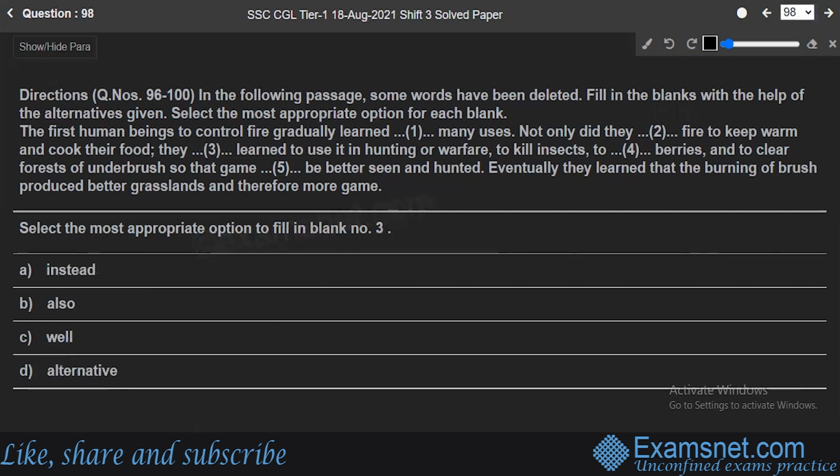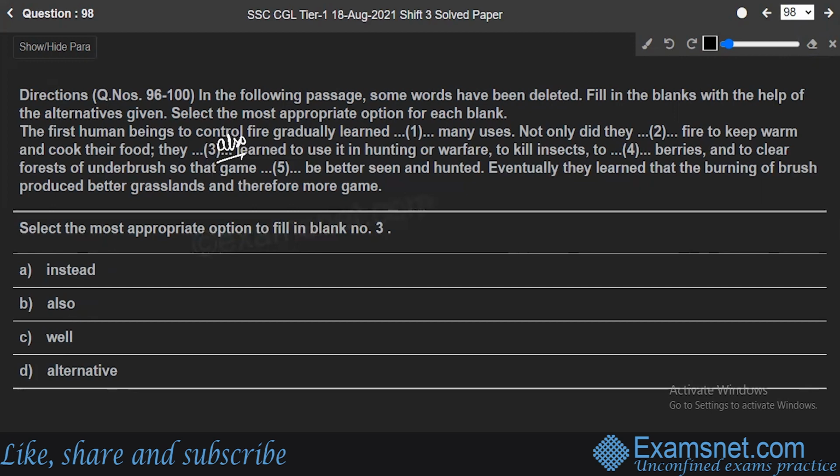Next is question number 98. You have to fill in the third blank now. So they dash learn to use it in hunting or warfare. They instead learned it to use in hunting or warfare. They also learned to use in hunting or warfare. Well, or alternative. What do you think will come over here? Let's read. So it will be they also learned to use it in hunting or warfare.